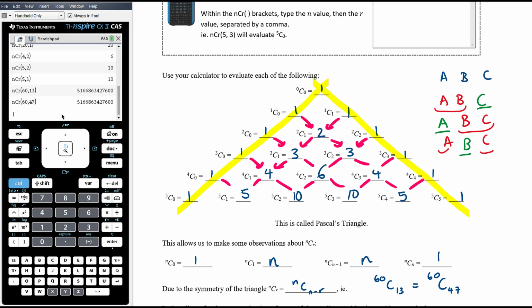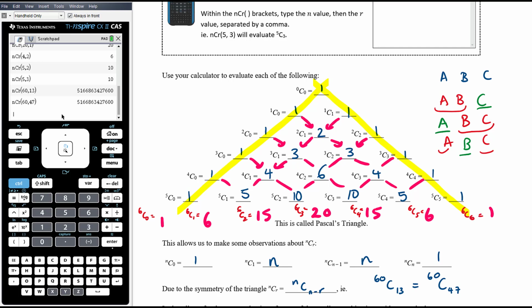So we could also write the next row would be 1, 1 plus 5 is 6, 5 plus 10 is 15, 10 plus 10 is 20, 10 plus 5 is 15, 5 plus 1 is 6, and a 1. Each of these values would correspond to the values for 6 choose something. So this would be 6 choose 0, 6 choose 1, 6 choose 2, 6 choose 3, 6 choose 4, 6 choose 5, and 6 choose 6.